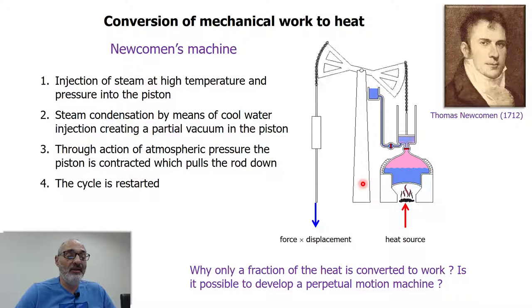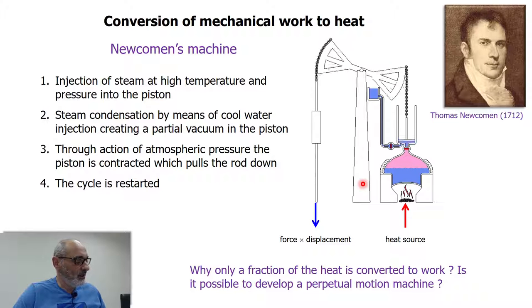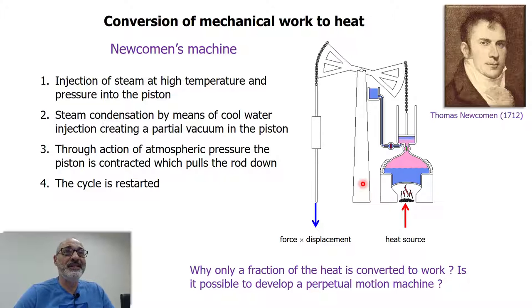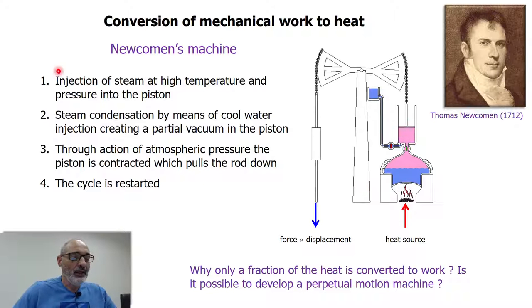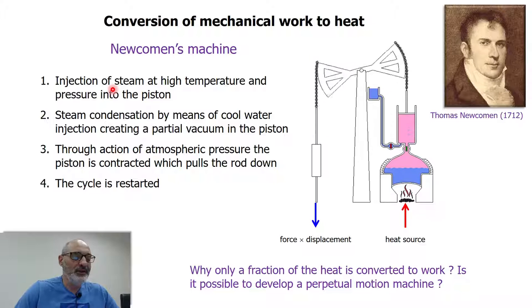Let's see in more detail how it is done in Newcomen's machine. Let's see the specific cycles in order to try to answer this question, if it's possible to convert 100% of heat to work. The first step, I'm not able to stop the cycle here, but you see the first step, the beginning of the cycle, starts with the injection of steam at high temperature and pressure into the piston.